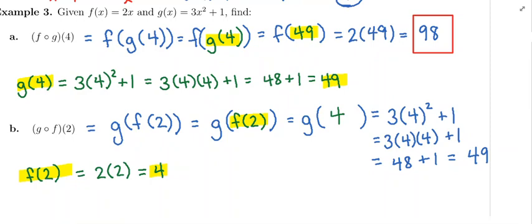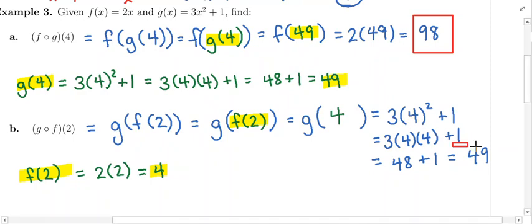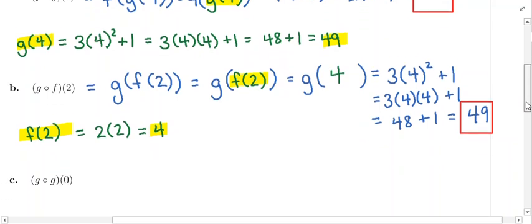And again, if you had gone the other route and first formed the composite function g of f, and then plugged in 2 for x and simplified, you should get 49. It's up to you. Which way do you like better? All right, one more.